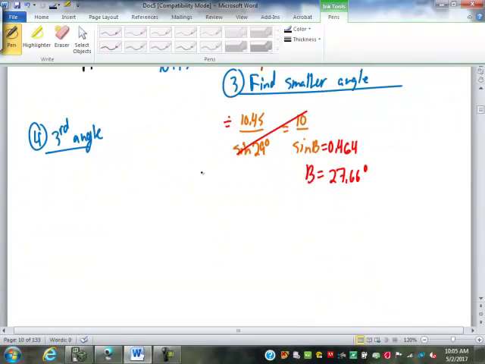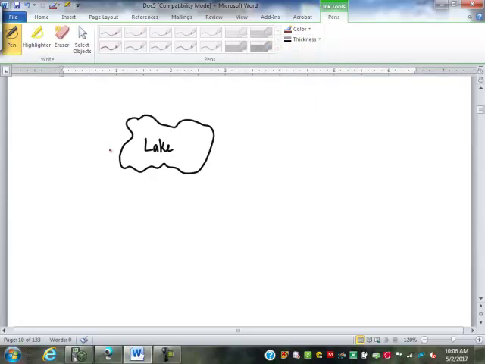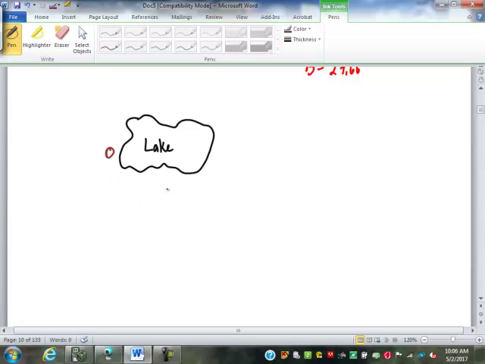Why would you ever need something like this? Surveying, it happens a lot. Let's say that's a lake. And I have a point right here and a point right here. And I want to know what's the distance between them.